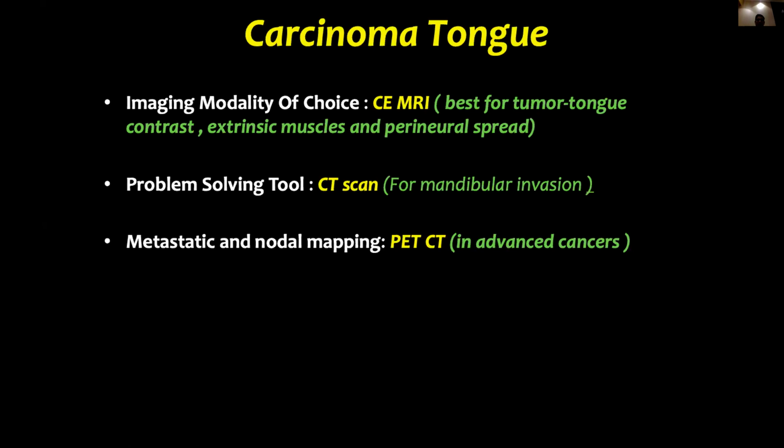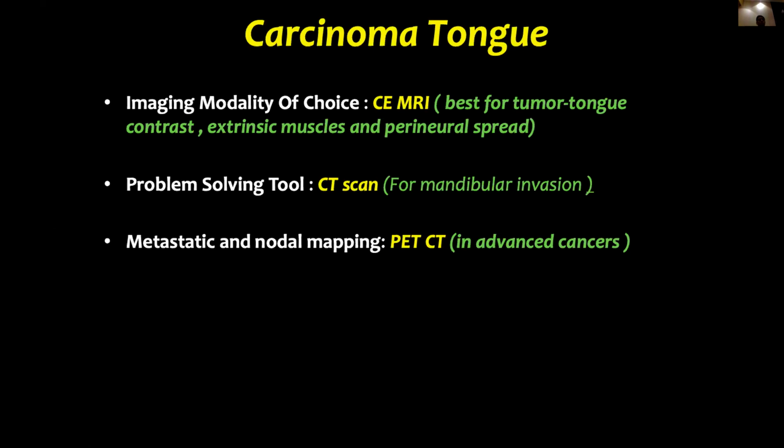Then you have metastatic and nodal mapping, for which we usually prefer to do a CT thorax in our center, plain CT thorax, but some centers prefer to do PET-CT, especially in advanced cases. So what is an advanced case in CA tongue? When you have floor of the mouth involvement, or you have lower jugular nodes involvement. So you are having level 4 nodal station involvement. These are indications to do a metastatic workup. And the metastatic workup should not be done with chest X-ray. Either it can be done with a plain CT thorax, or you can do a PET-CT.